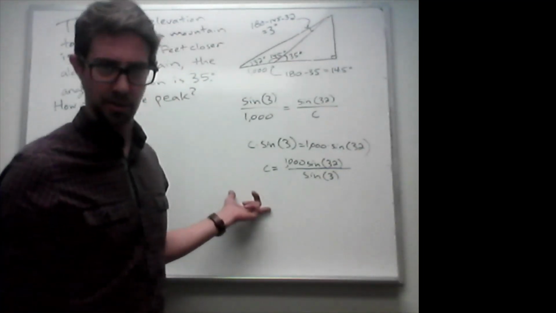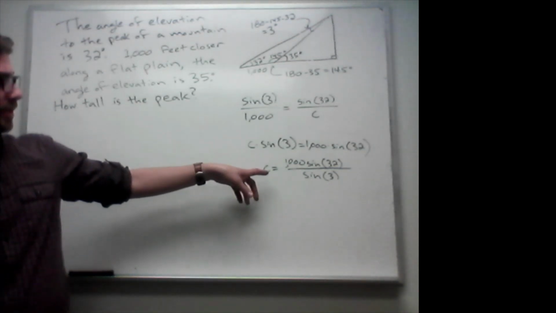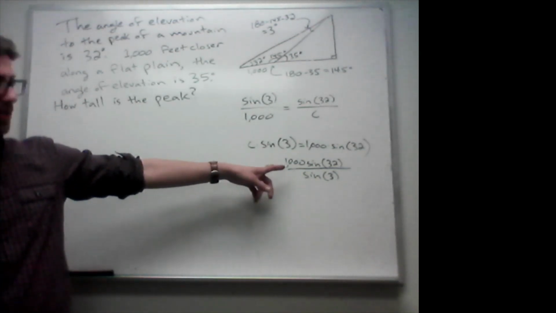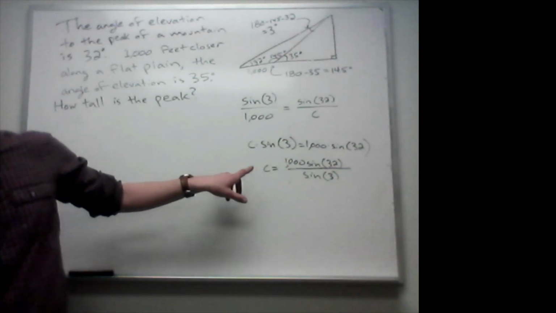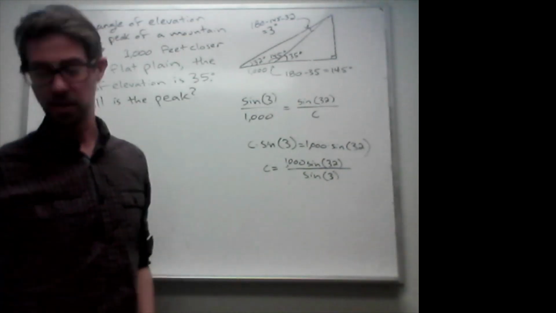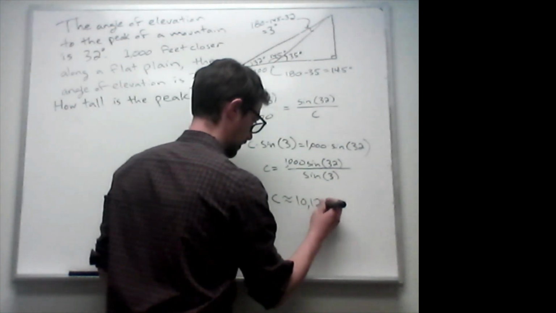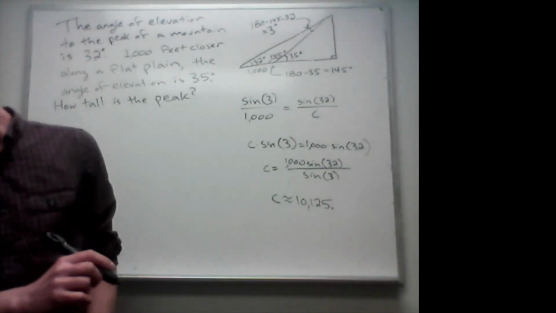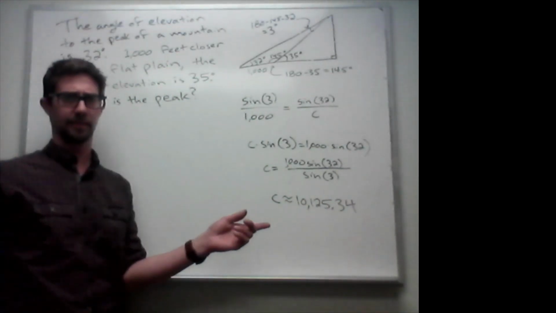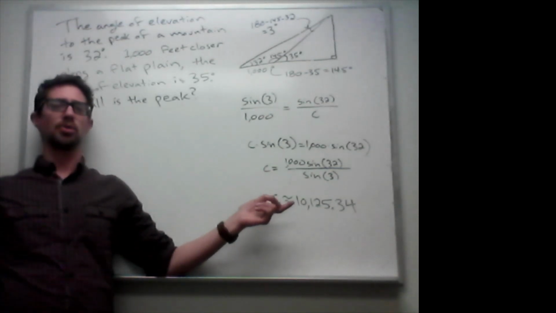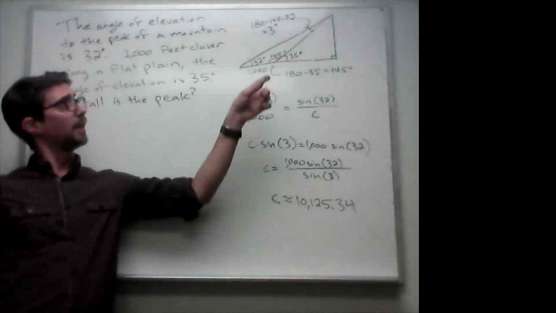That's a pretty quick way to do these little law of sines problems. Calculator time. This is a big number, these are small numbers, but sine of 3 is a very small number. So C turns out to be 10,125.34. Okay, so we had to do a little oblique triangle stuff, law of sines, to get that.